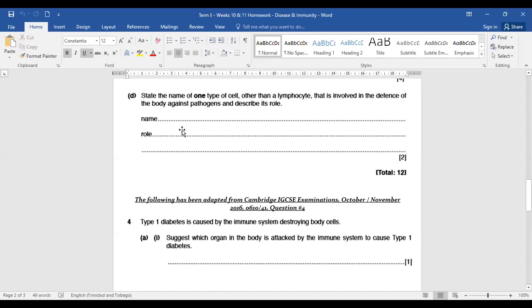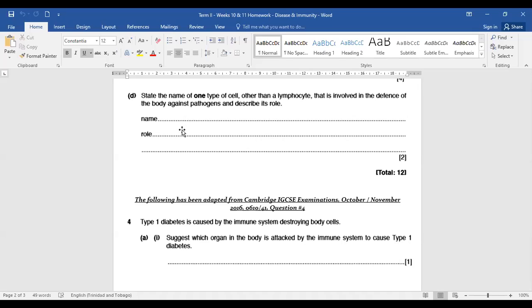Because remember, we learned about two types of white blood cells. Excellent. Phagocytes, right? We learned about phagocytes and we learned about lymphocytes. Jade beat you to the draw, Emily. Yeah, Jade, you are correct. You said macrophages, and macrophages are correct because macrophages are a type of phagocyte. So that answer is correct.